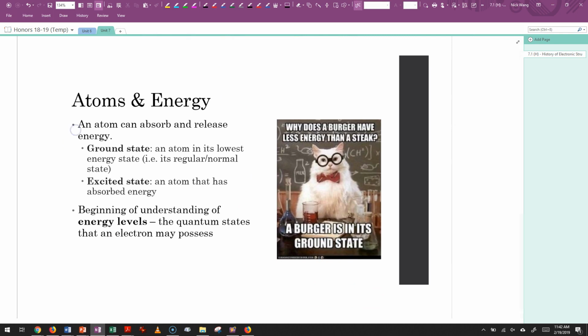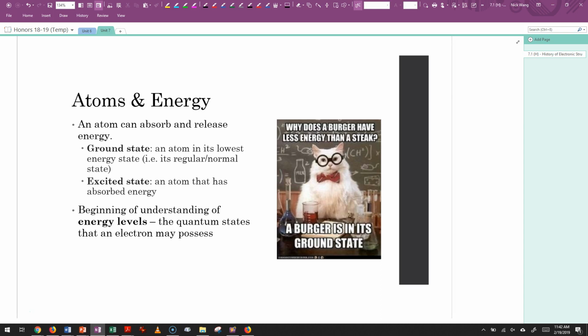So what we get into here is some terminology to help us understand this idea. First of all, just recognize that any atom can absorb and release energy. That's a reiteration of what we said already. We refer to the ground state as an atom that's in its lowest energy state, meaning it's its baseline, its regular day-to-day action, where every electron or every part of the atom is in its lowest energy state. Whereas an excited state refers to an atom that has absorbed some kind of energy, whether electrical energy, heat energy, or some form of other light.